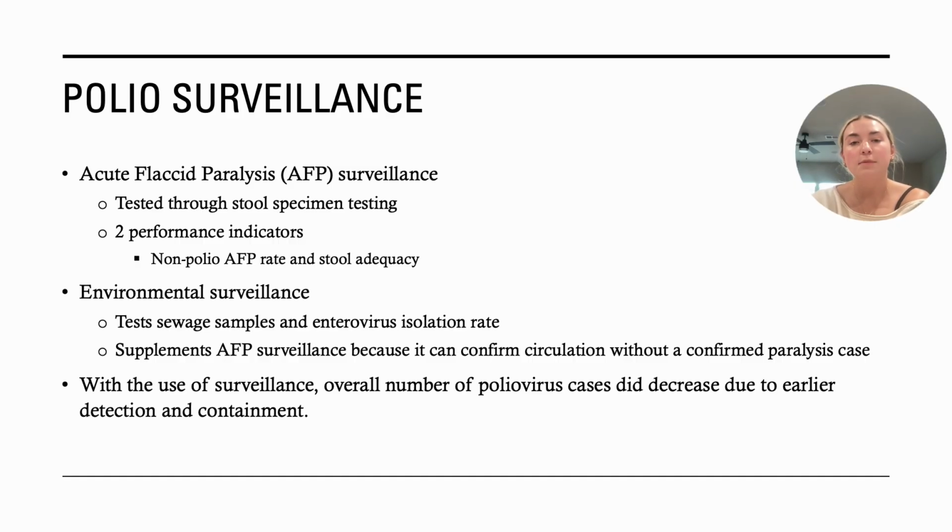The second major system is environmental surveillance, which involves testing sewage samples for poliovirus. This is extremely important because polio can circulate silently, meaning that it can spread in people without showing any paralysis symptoms. Environmental surveillance also measures something called the enterovirus isolation rate, and this ensures that sites are sensitive enough to detect the presence of the virus. Together, AFP and environmental surveillance allow for early detection, faster containment, and have significantly reduced overall poliovirus transmission.